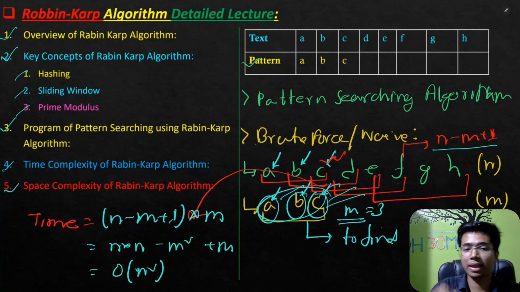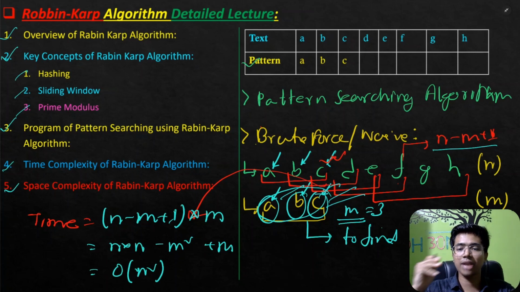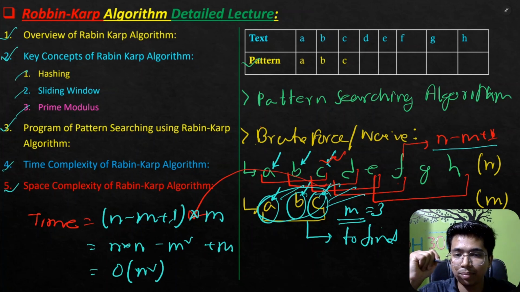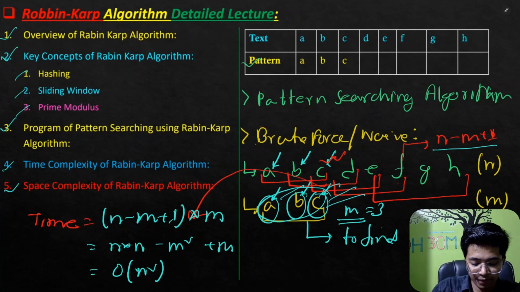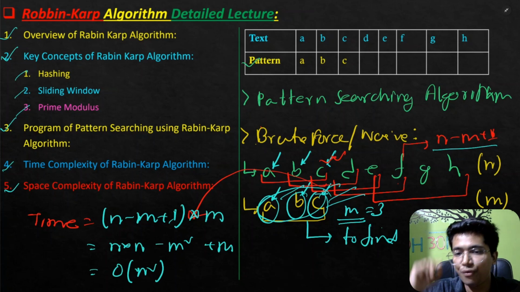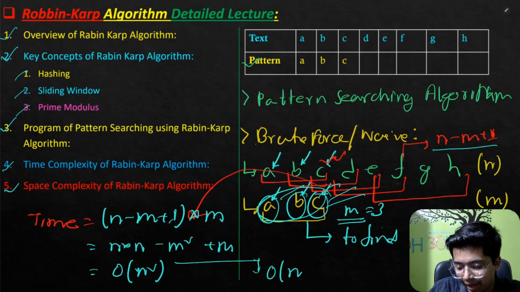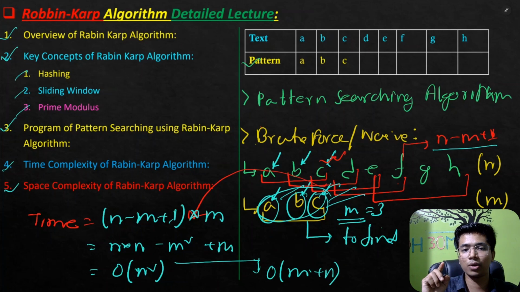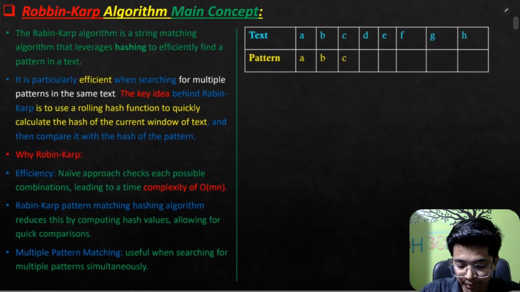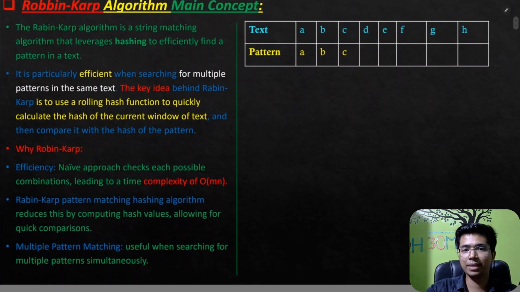Now look, the time complexity. This is a very huge time complexity, and that is the problem why we need the Rabin-Karp algorithm. The Rabin-Karp algorithm executes this in a very low time, approximately reducing it to big O of m plus n time complexity, and that is why we utilize the Rabin-Karp algorithm. So that is the main motive of the Rabin-Karp algorithm. Let's move to the next page and study the main concept.